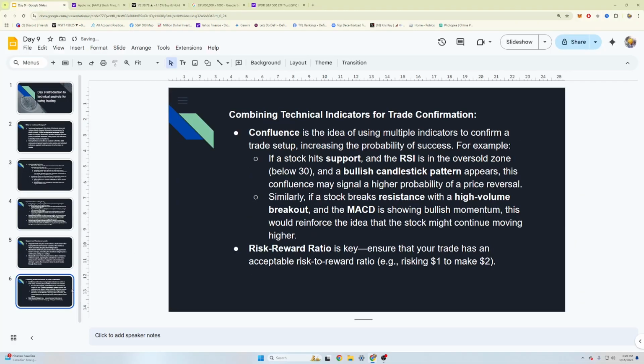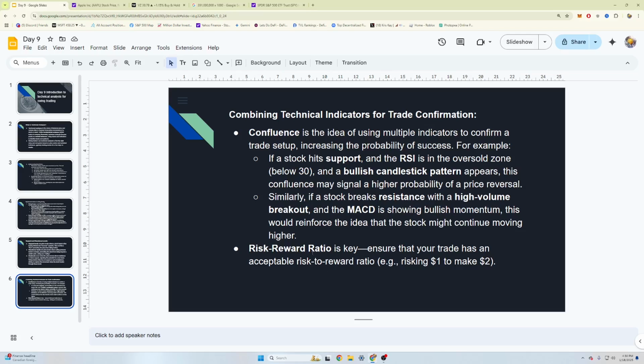All right. And then last but not least, combining technical indicators for trade confirmation. Confluence is the idea of using multiple indicators to confirm a trade setup, increasing the probability of success. So if a stock hits support and RSI is in the oversold zone, and a bullish candlestick appears, bullish meaning a green candlestick, this confluence may signal a higher probability of a price reversal. Similarly, if a price breaks resistance with a high volume breakout and the MACD is showing bullish momentum, this would reinforce the idea that the stock might continue moving higher.